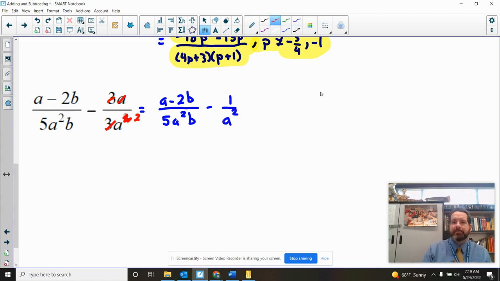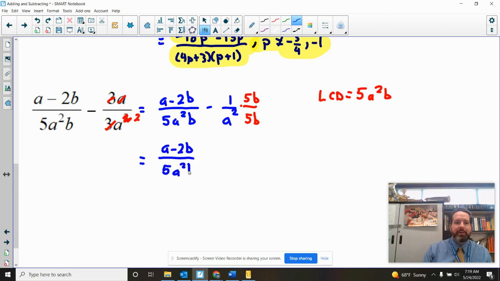Let's find our common denominator. So from the first denominator, we need a 5, we need an a to the second, and we need a b. From the second denominator, we need an a to the second, but we've already got an a to the second. You don't need more. So there's our LCD. So in the second fraction, what's missing? I need the factor of 5 and b. And so on the top also, whoops, sorry about that. I need a little 5 and b over 5a squared b. So there's the first fraction, nothing changed. And then here it's just minus the 5b over the 5a squared b.